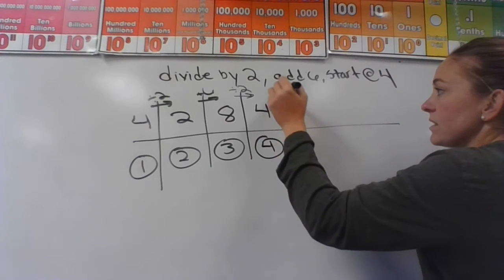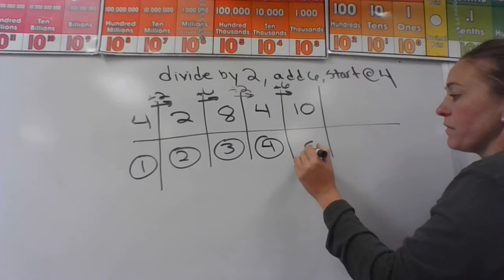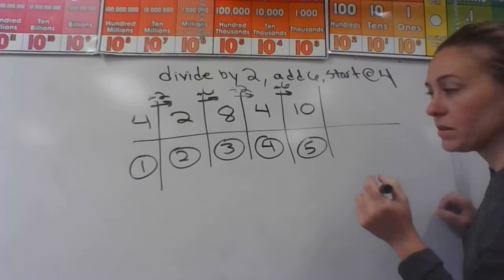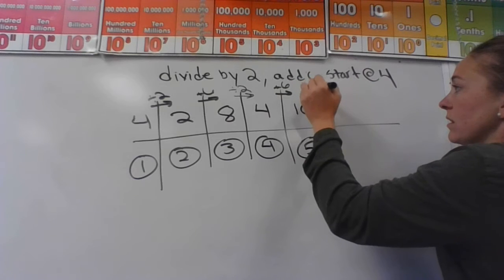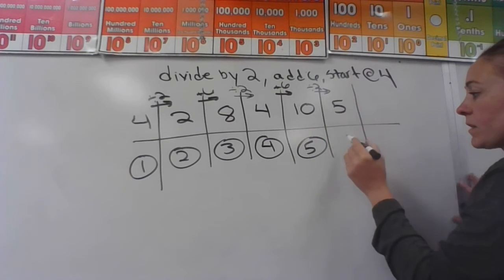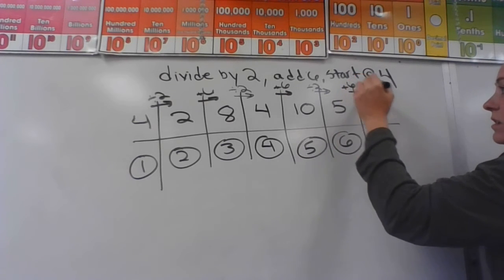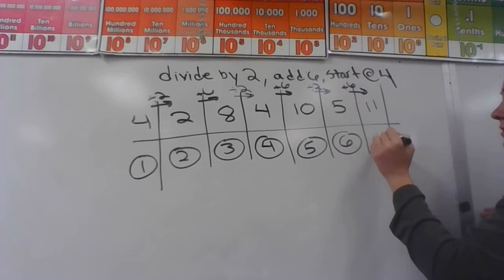And then we'll add 6. 4 plus 6 is 10. Oh, nope, getting something different. That's our fifth term. And then we'll divide by 2 again. 10 divided by 2 is 5. That's our sixth term. And then we'll add 6 to be 11 for our seventh term.